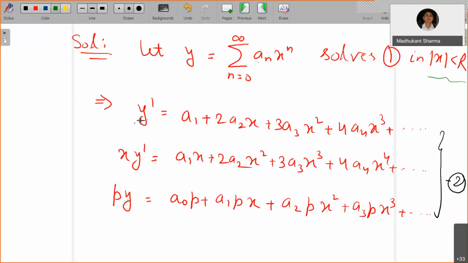So what is there? a_1 is a constant term, so that is separate. So a_1 plus 2a_2 plus a_1, because they are the x coefficient.